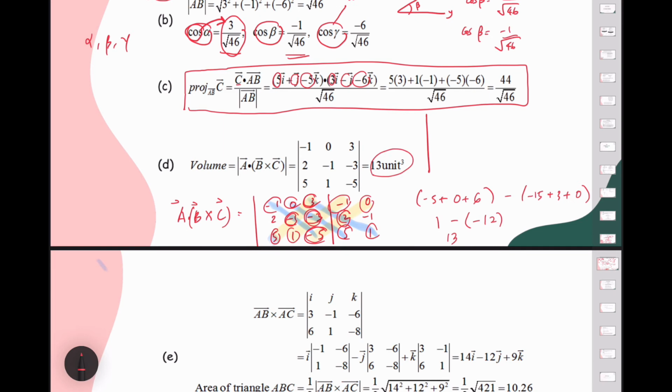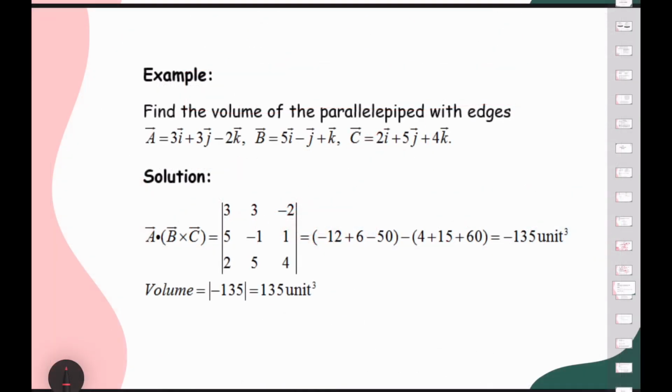So to find the volume of a parallelepiped, you just need to find the determinant of this matrix. How to get the determinant of this matrix is according to the order. The first row must be the elements of A, the second row must be the elements of B, and the third row must be the elements of C. Okay, let's see this example.